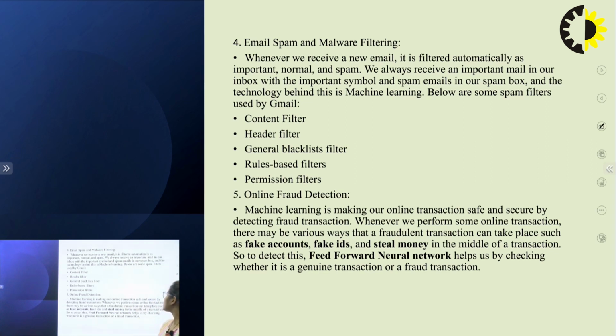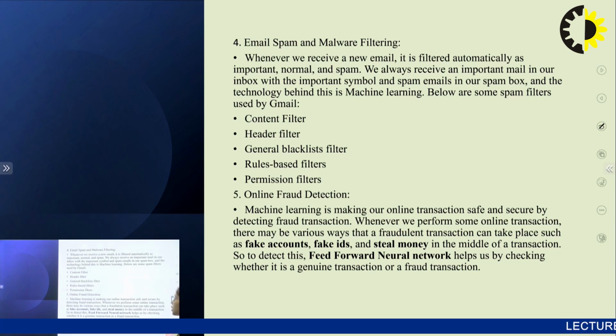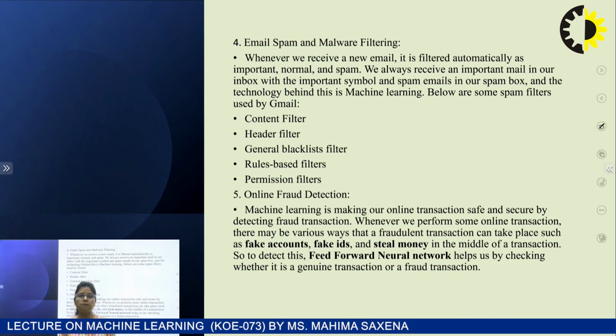Machine learning is making our online transactions safe and secure by detecting fraud transactions. Whenever we perform some online transaction, there may be various ways that a fraudulent transaction can take place, such as fake accounts, fake IDs, and stealing money in the middle of a transaction. To detect these, a feed-forward neural network helps us by checking whether it is a genuine transaction or a fraud transaction. In a feed-forward neural network, we have some weights and some inputs. Weights and inputs are combined together, and then we check the output. Basically, it's a neural network structure.